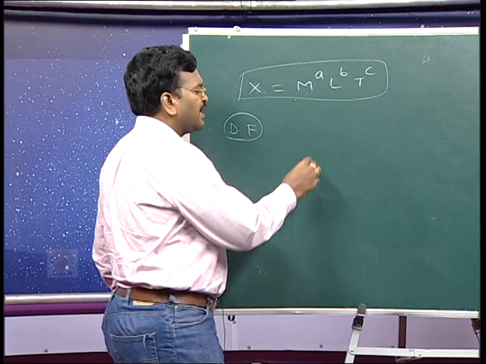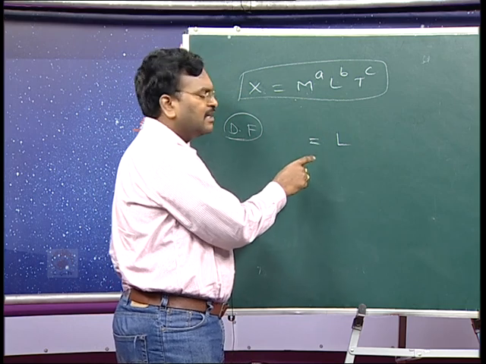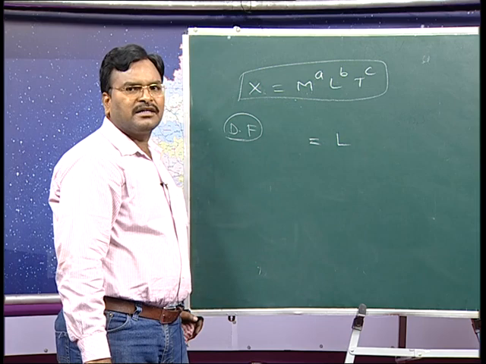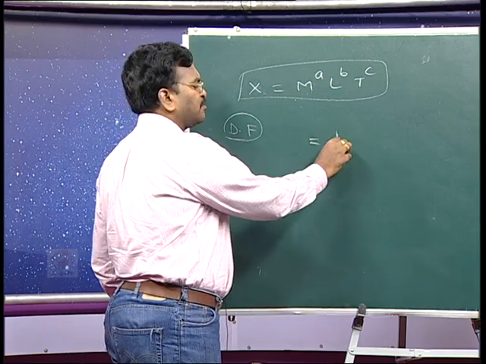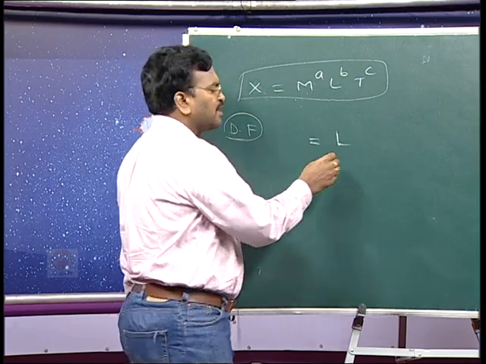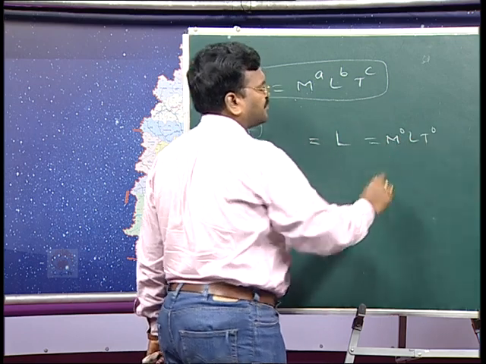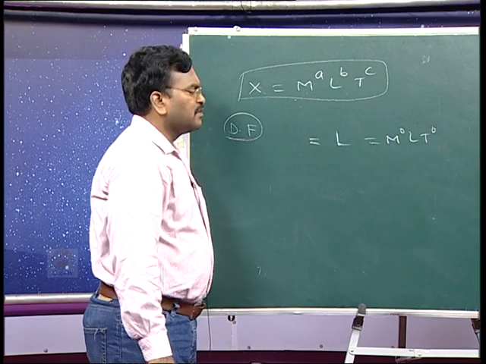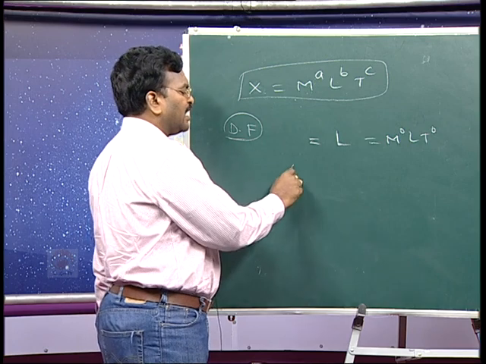Now suppose the dimension formula for length, L. Length, breadth, height, distance, displacement. Distance is nothing but the length of the actual path travelled by the body. So the dimension formula for distance is L. What do we write now? M power 0, L, T power 0. It is independent of mass and time. The dimension of length is 1.